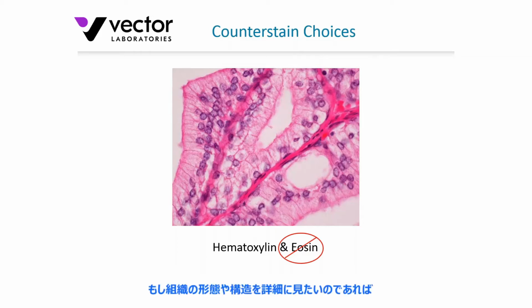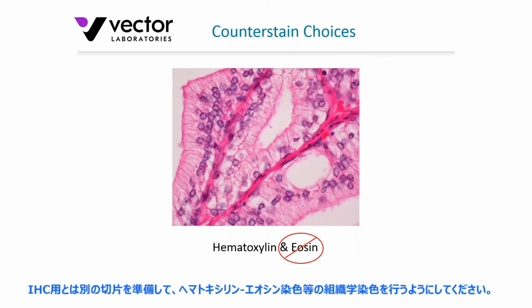Certainly there is a place for hematoxylin and eosin in your immunohistochemistry, and it would be on a separate tissue section, just to look at some of the underlying tissue morphology and architecture, or give you a greater perspective on that outside of the immunohistochemistry. So it would be on a different tissue section.